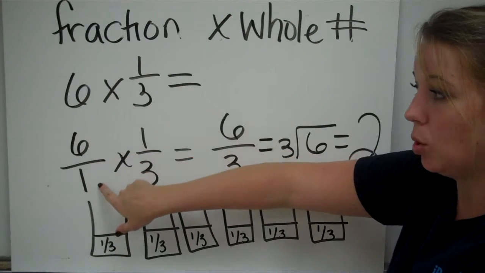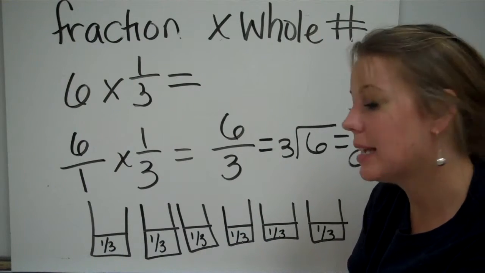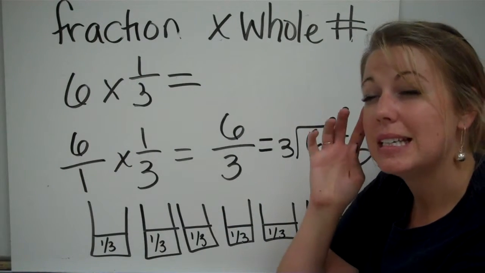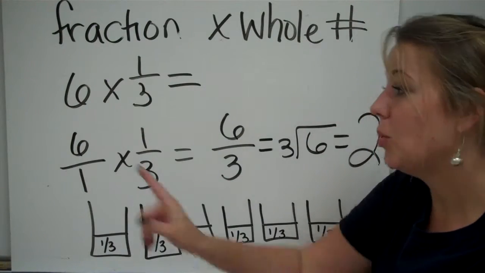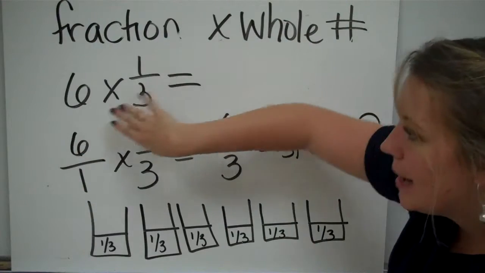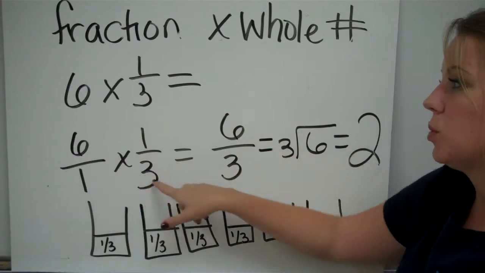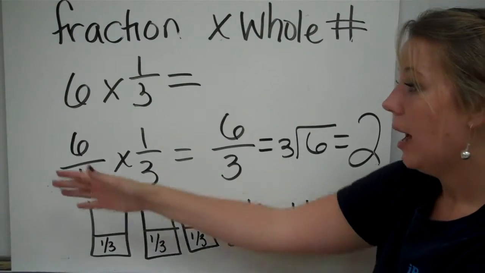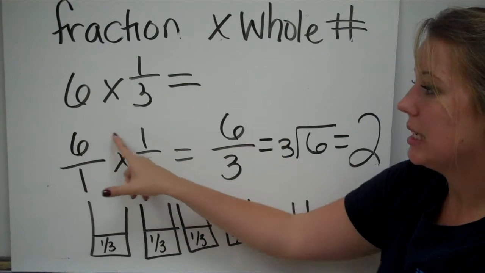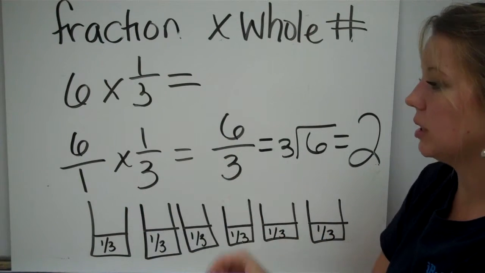So to make 6 wholes, you have to have 6/1, not 6/6. Some people are going to say, oh, it's 6/6. No, 6/6 is 1, but we need 6, so we have 6 ones. So all we did to make this work was make this into a fraction, and that is 6/1 times 1/3, back to our original. Follow the regular procedure. 6 times 1 is 6. 1 times 3 is 3.